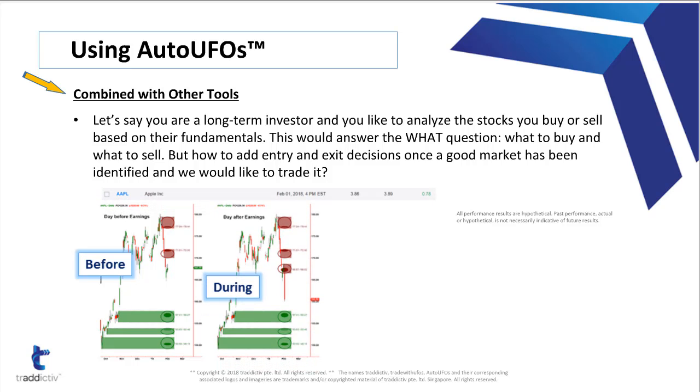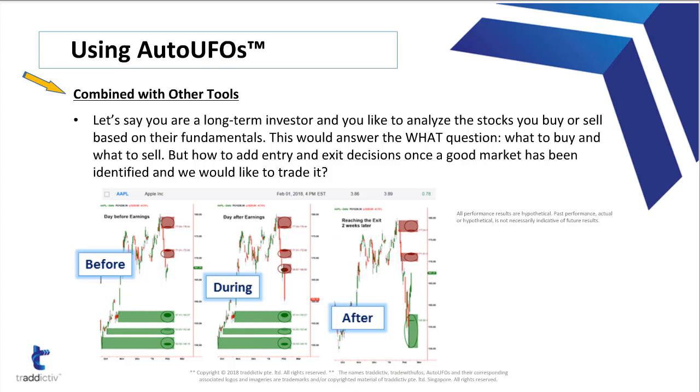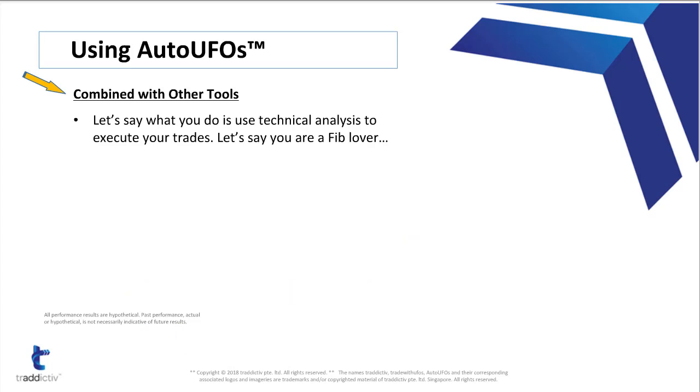You can see here a green figure, a good earnings report came out, but at the same time, the stock collapsed very heavily. So what did you do? Well, you just bought it down where the green UFOs are, and here we go. Now Apple turned and moved higher. So what did you know as a trader, as an investor? Well, you knew that you bought a good stock based on fundamentals, but not only that, you also bought at the right time. So that's one way on how to combine AutoUFOs with other tools.